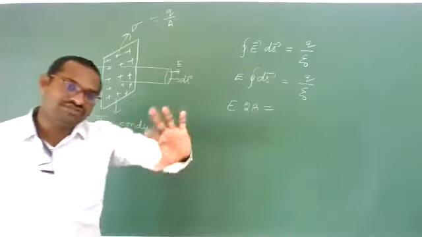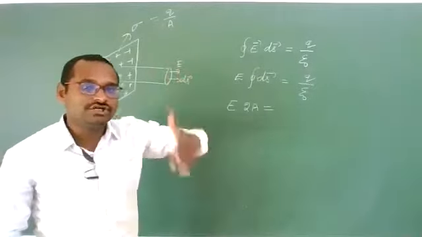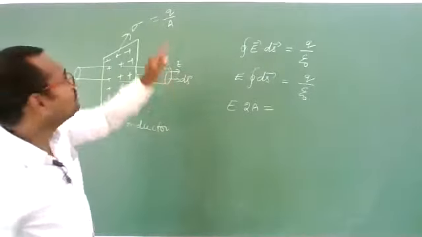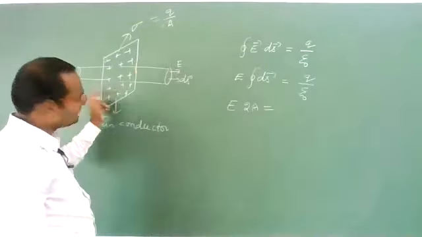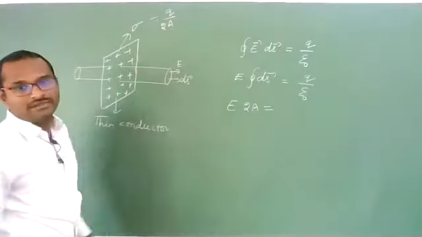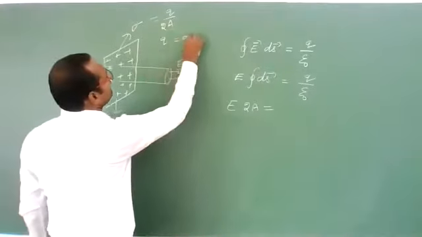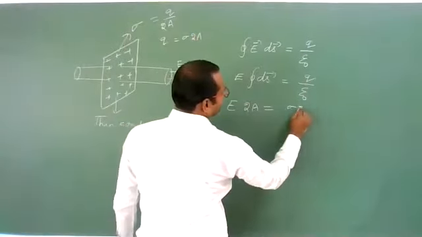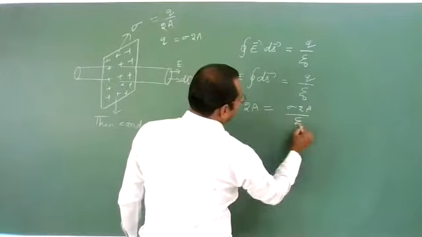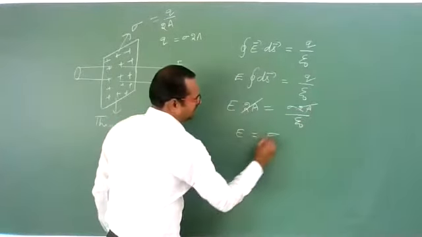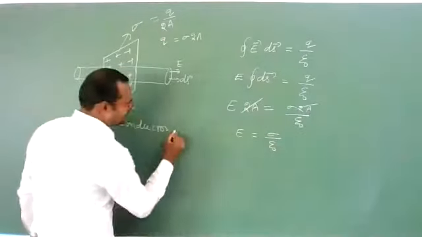For just a sheet, if it is not a conductor, only one side has charge. But for a conducting sheet, charge q will be present on both sides. So here you need to take 2A. Then q can be written as sigma into 2A. Are you getting it? Substitute here: sigma into 2A divided by epsilon naught. The 2A cancels, and you get the electric field as sigma by epsilon naught. This is for a conductor.